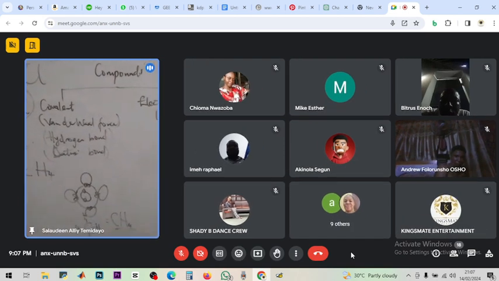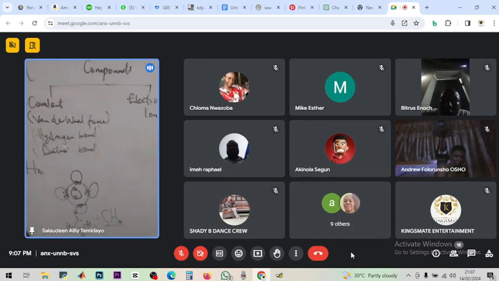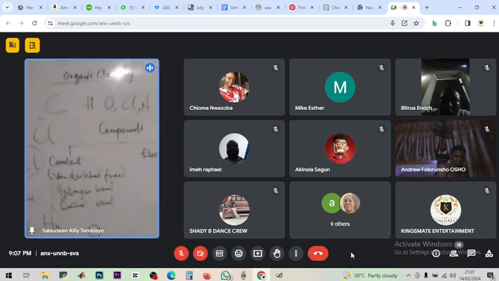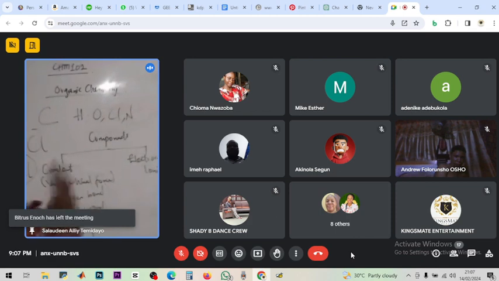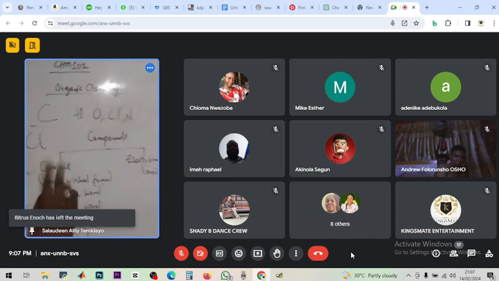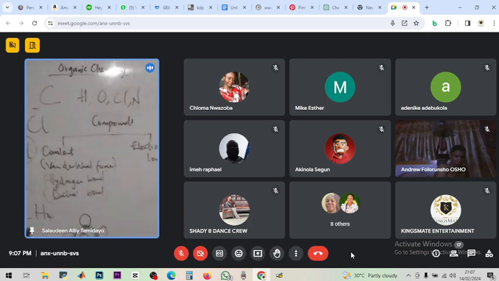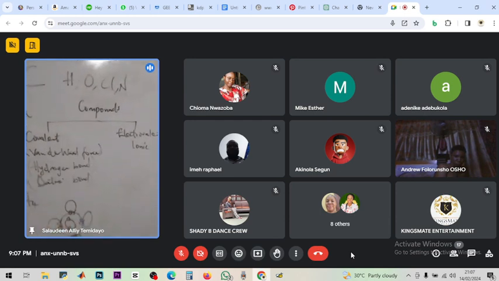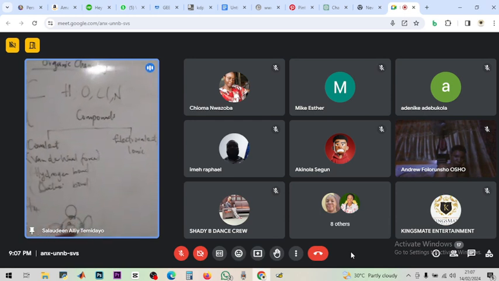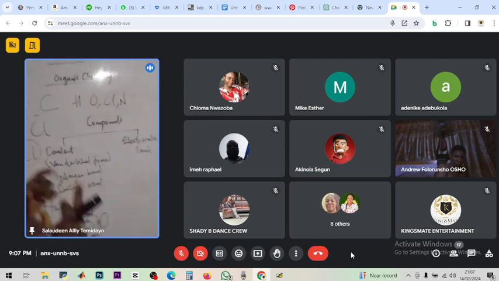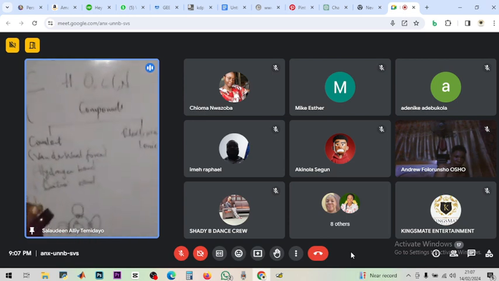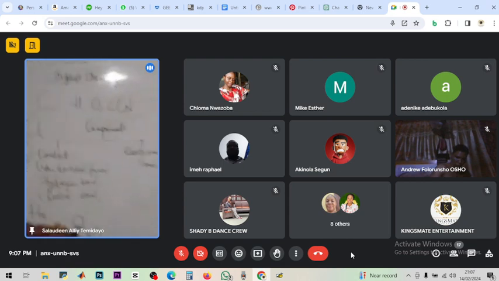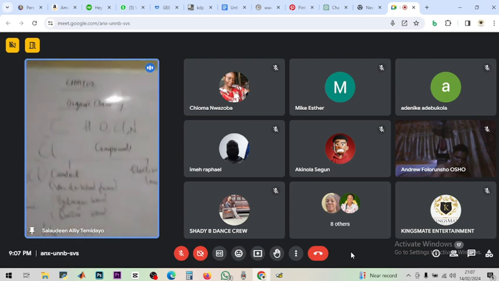What I'm saying in essence again is that organic compounds are compounds that are covalent. We said basically we have two types of compounds. Among the two types, we have the compounds that are formed covalently. What is covalent combination? Covalent combination means the reaction of elements by sharing of electrons.